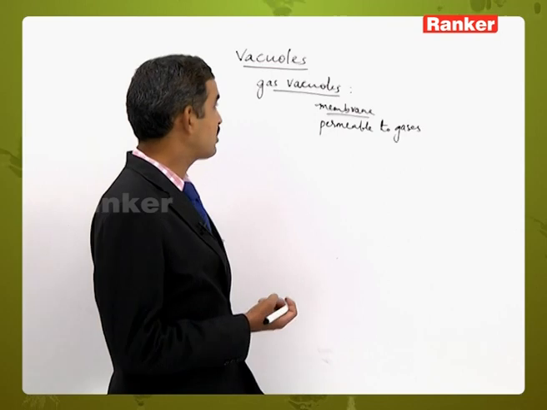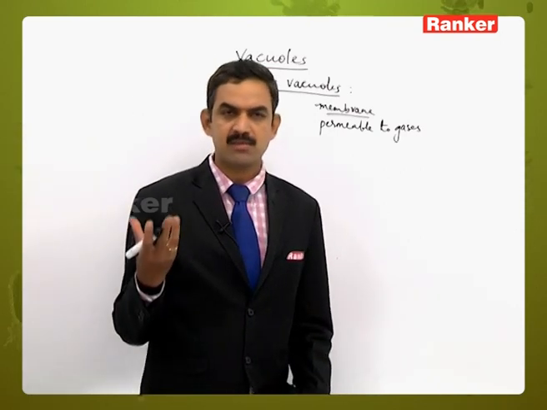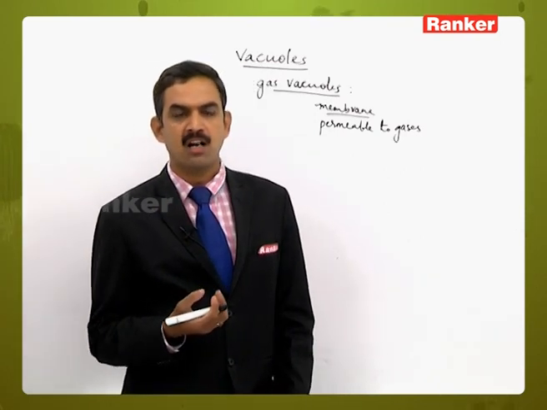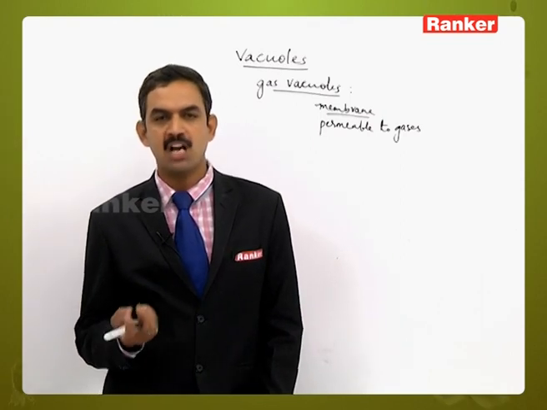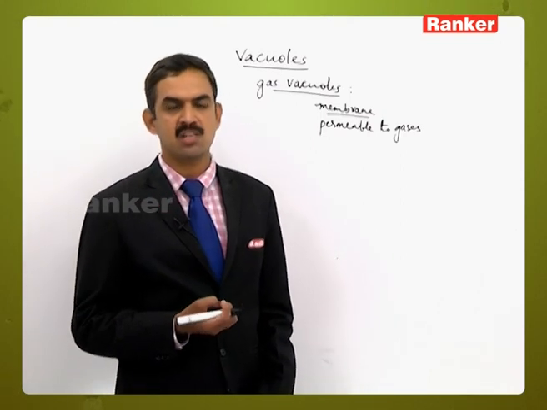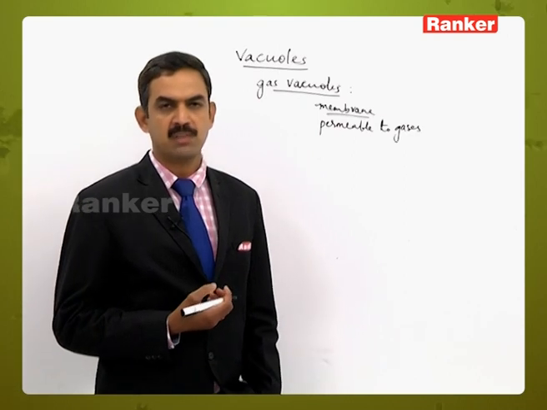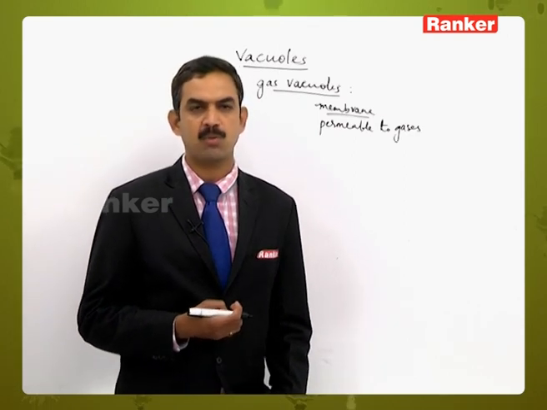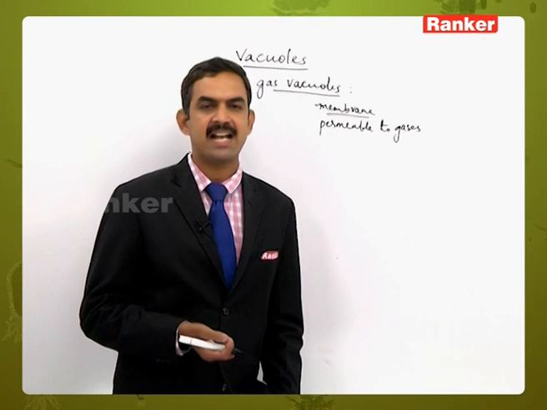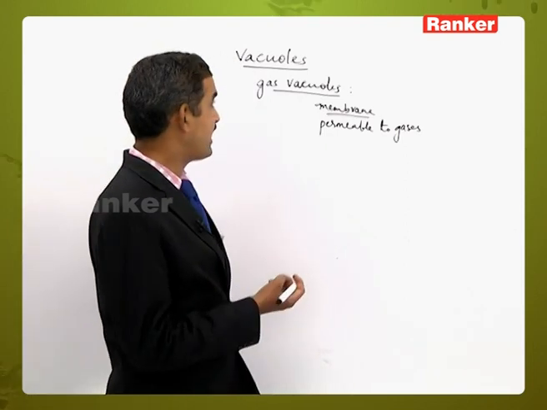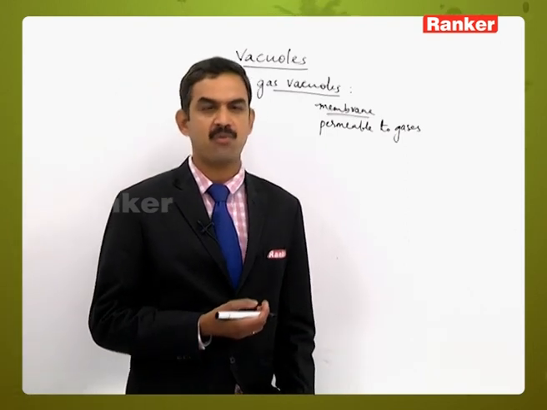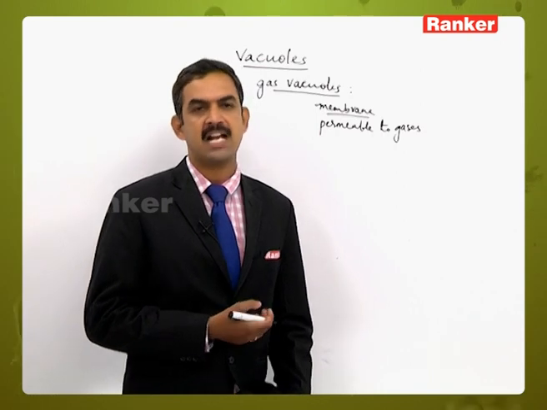Additional gases can be poisonous. Sometimes they may also contain various types of gases which will be released outside. That is how they are concerned with floating of the organism on the surface of the water. Such vacuoles are called gas vacuoles. So, these are the various types of vacuoles present in different types of organisms with different functions.